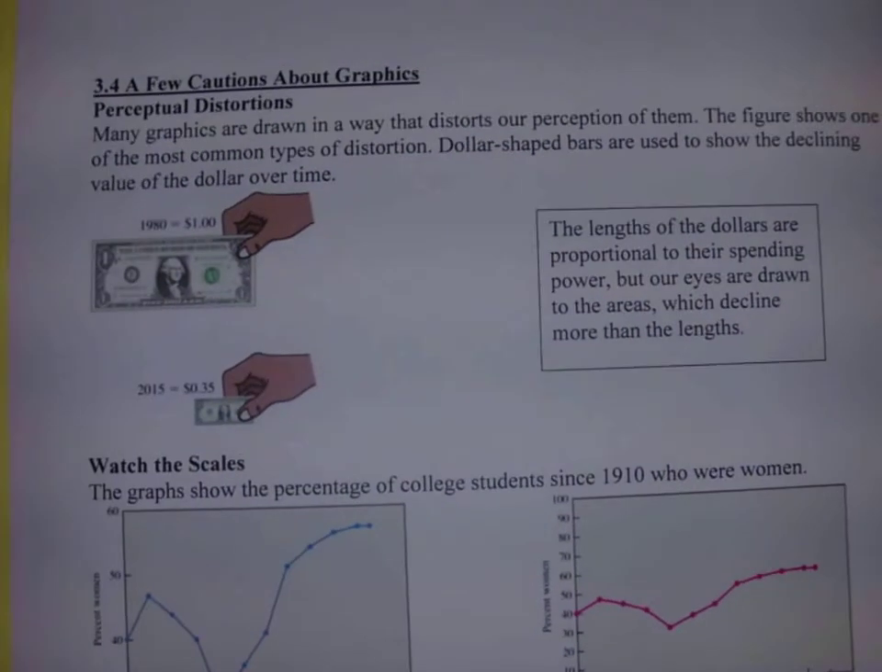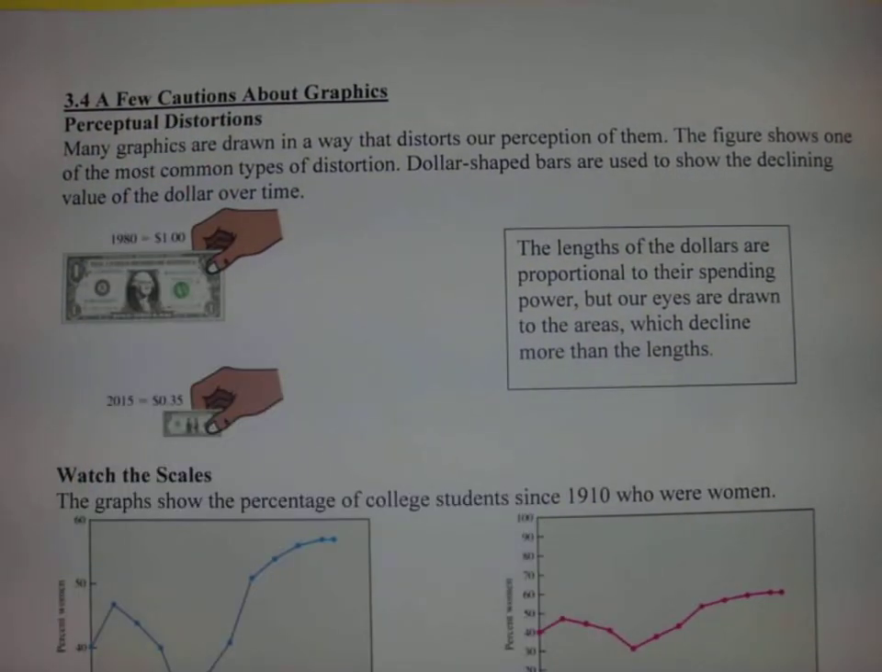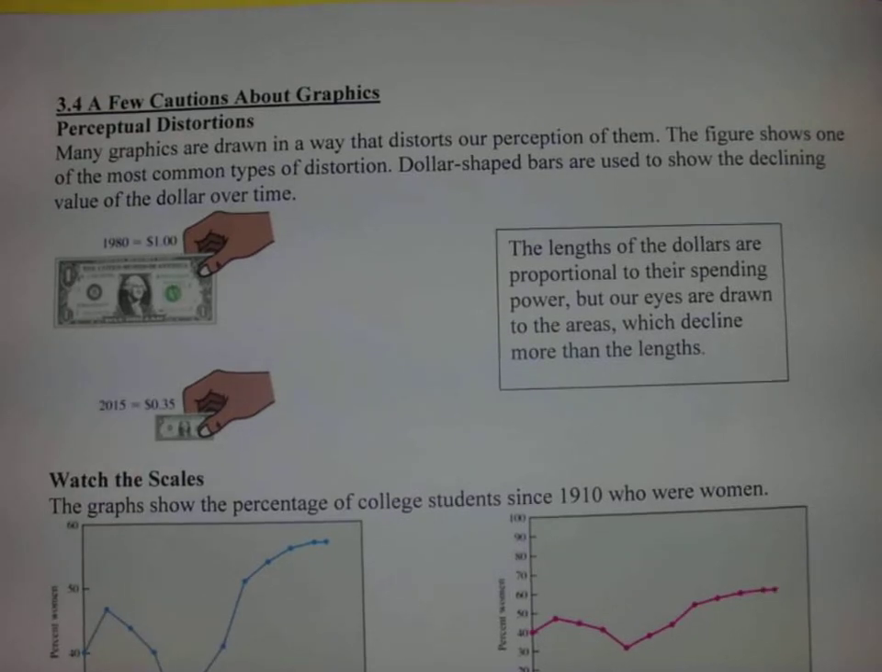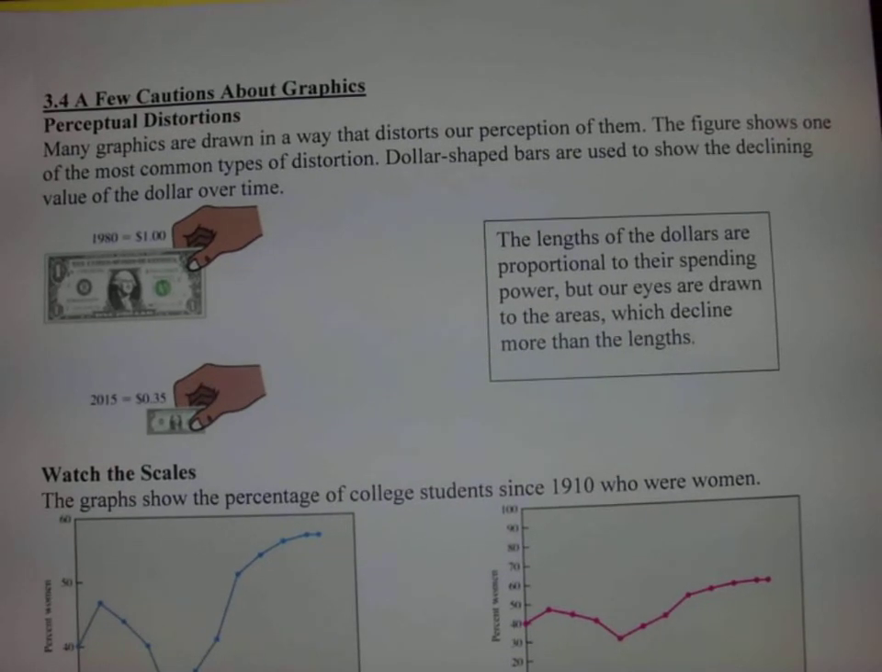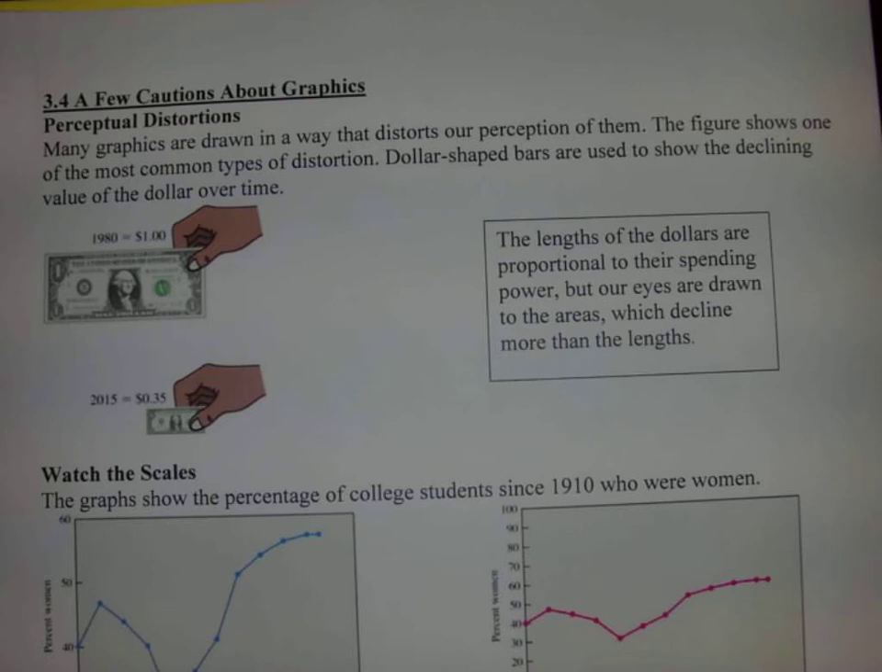All right, so that's some of the maps. This one's pretty short, so I'm actually going to combine our next set of material in here. And this is a few cautions about graphics. The first one is perceptual distortions. Many graphics are drawn in a way that distorts our perception of them. So the figures are going to show that there's one or more common types of distortion.